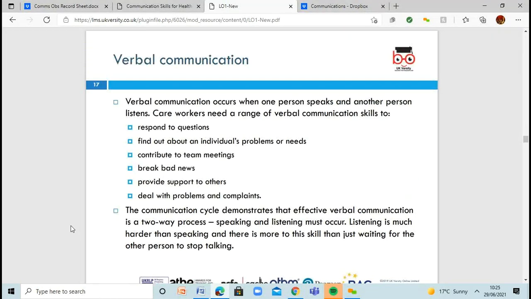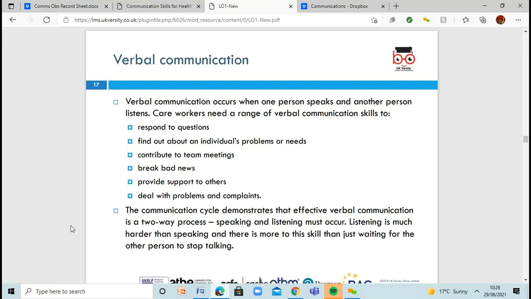So when we go into verbal communication, this is just when we're talking to each other. And when you're within care, you've got a range of verbal communication. So you're responding to questions, you're finding out about some issues or problems or what somebody might need. You might be contributing to team meetings. You might even need to break bad news or unfortunately be in a situation where you're not giving the news. You might need to support others and you might need to deal with problems and complaints.